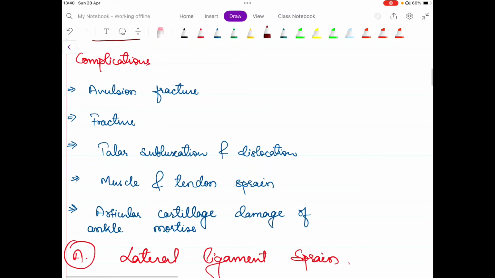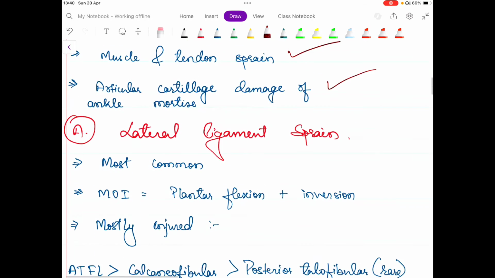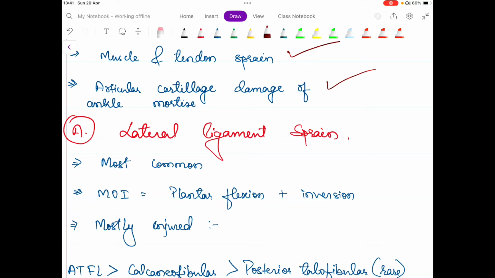Now the next thing is complications. Ankle sprain can lead to complications such as avulsion fracture, normal fractures, ankle fracture, talar subluxation or dislocation, muscle and tendon sprain, and articular cartilage damage of the ankle mortise. Now let's talk about the lateral ligament sprain and the medial ligament sprain.